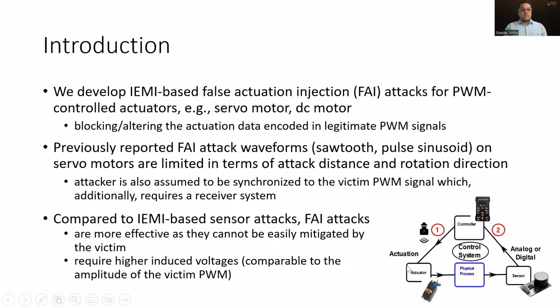The attack takes place at point 1 in the figure and is done by either blocking or altering the actuation data encoded in the PWM signals. Now, there are FAI attack waveforms for servo motor reported in the literature, but they are limited in terms of attack distance and rotation direction. These approaches also assume that the attacker is synchronized to the victim PWM signal.